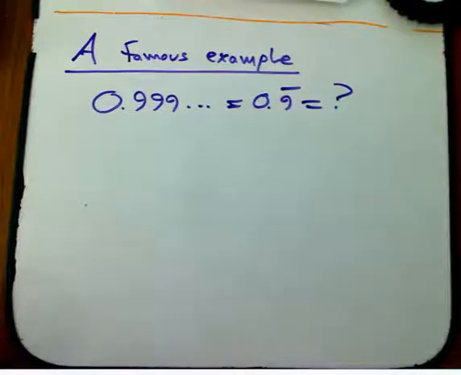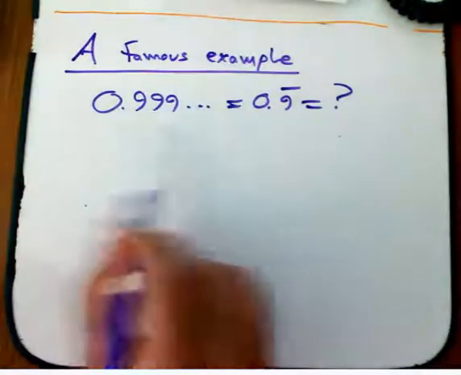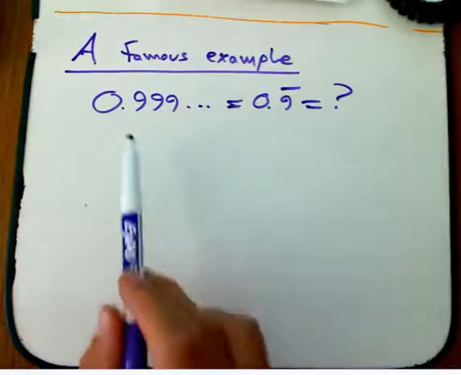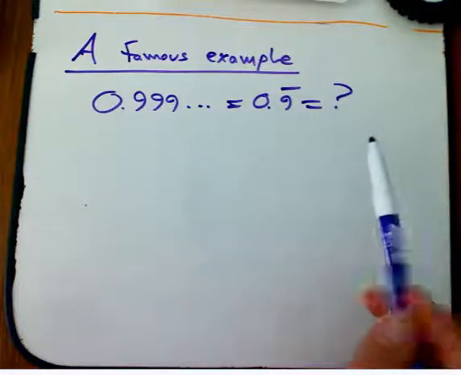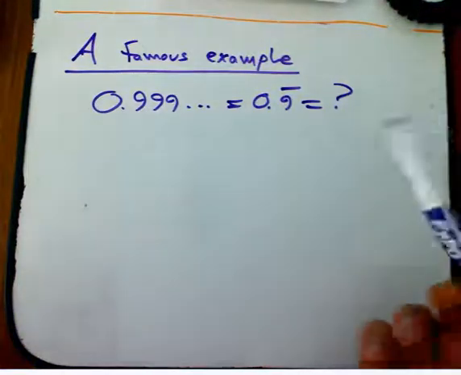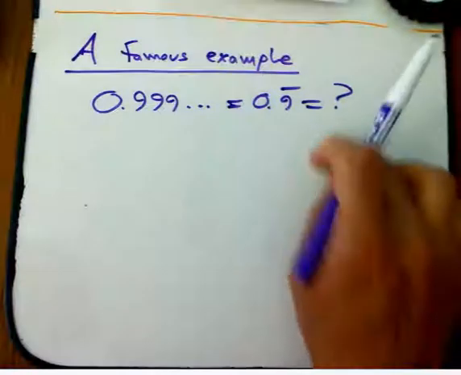I'm going to do a famous example of limits, although it's not always phrased that way, but it should be. And that is, what is 0.9 repeating equal to? When you have a repeating decimal, specifically 0.9 repeating, 9's forever, what is that equal to? And you may or may not have seen the answer.